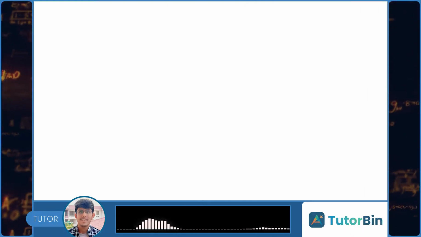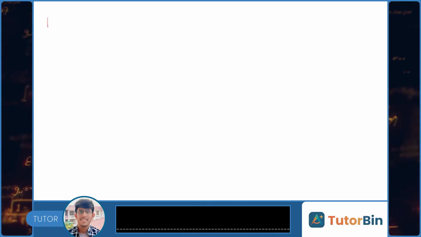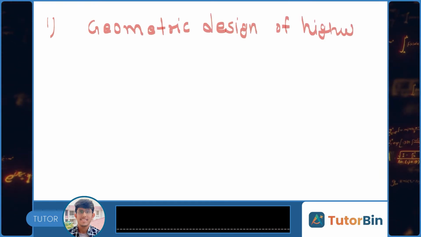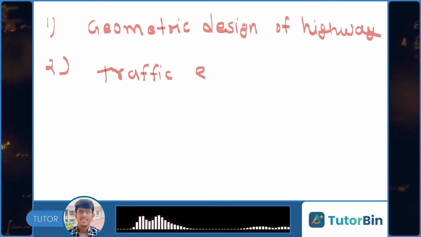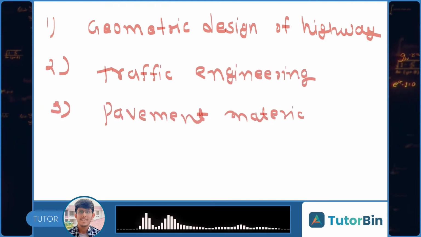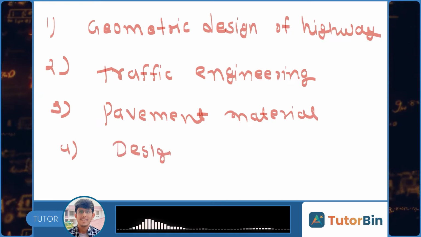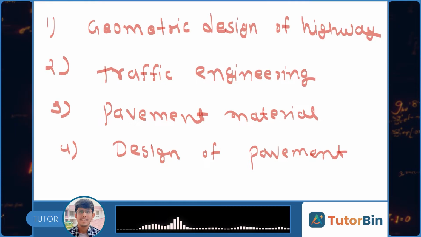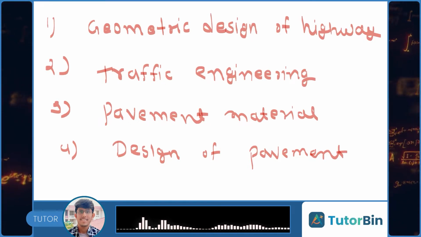Highway engineering is basically divided into four parts. First one, geometric design of highway. Second one, traffic engineering. Third one, pavement material. And the last one, design of pavement. In this video, we basically talk about the introduction part of geometric design of highway.